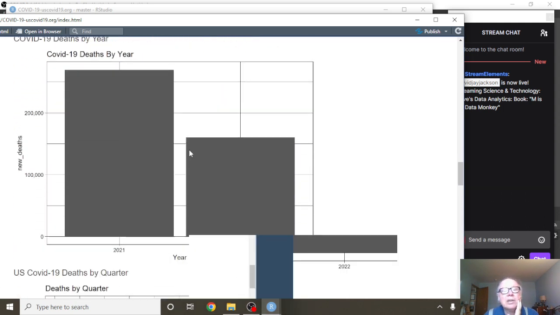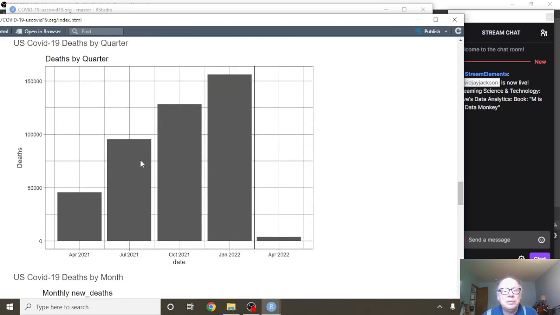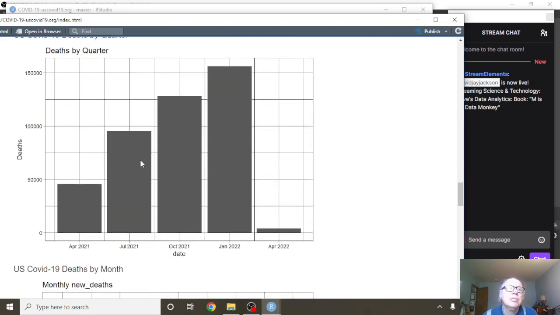What about deaths? You can see here, the good news is 2022 deaths have not caught 2021 deaths yet. Okay, this is interesting. Now the deaths just showed up. I'm not sure why that happened, but it did. And you can see the first quarter of 2022 was the quarter with the most deaths of any of the previous 4 quarters.